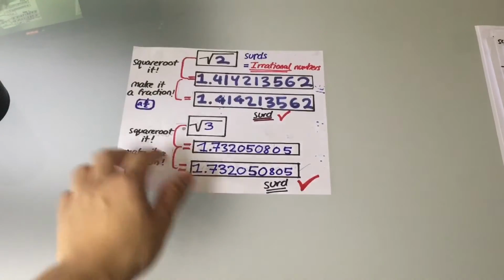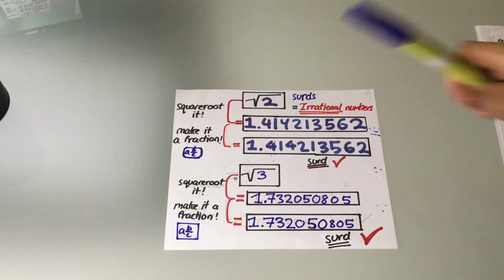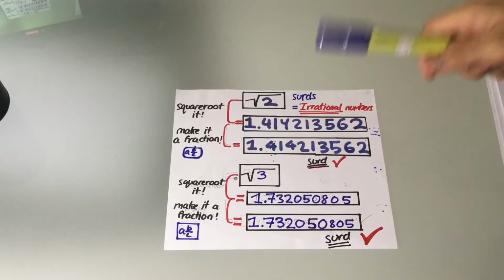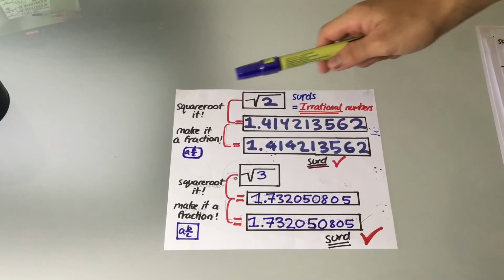So we have two examples of irrational numbers. We have square root 2. When you put that in a calculator and take the square root, you're going to get this answer: 1.414213562. And when you try to make that a fraction, the answer is the same. When the answer is the same, that means it's an irrational number. So that's what makes it a surd.